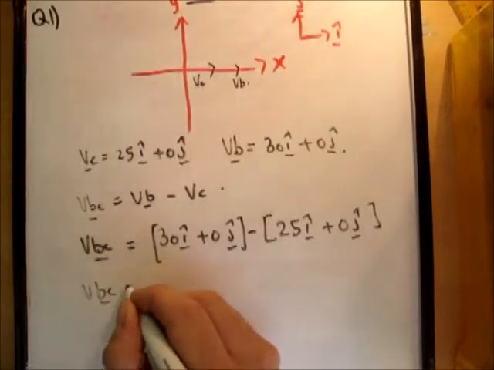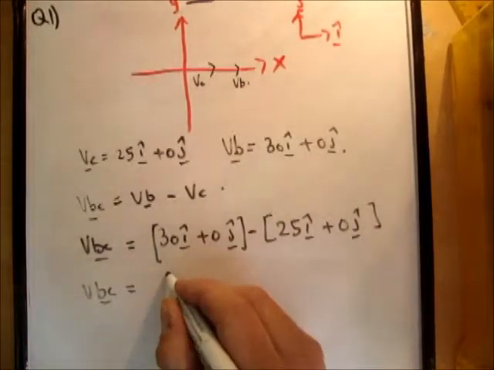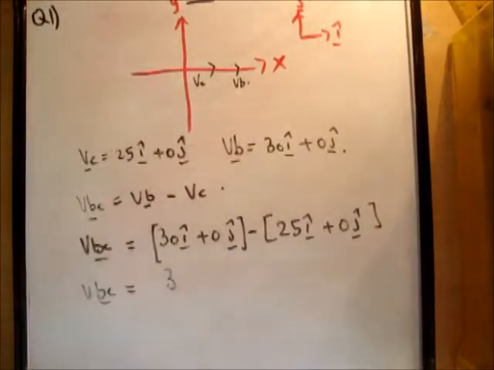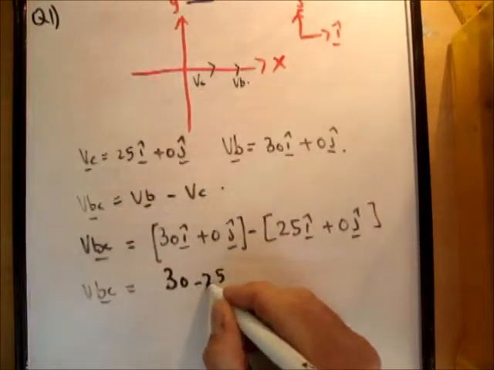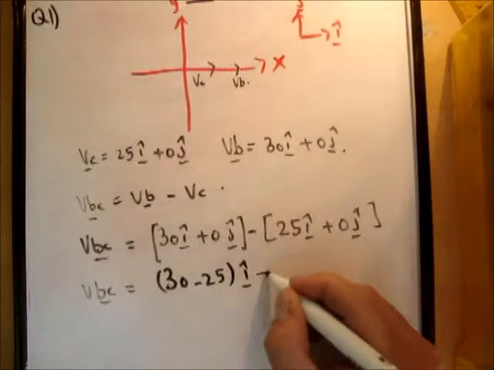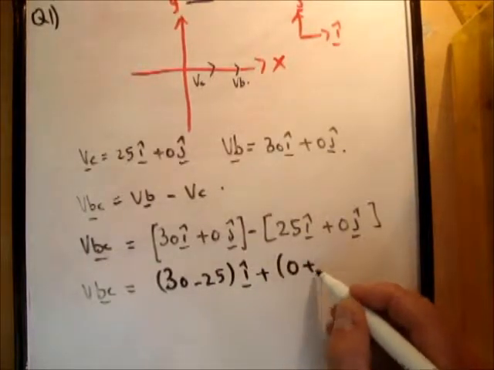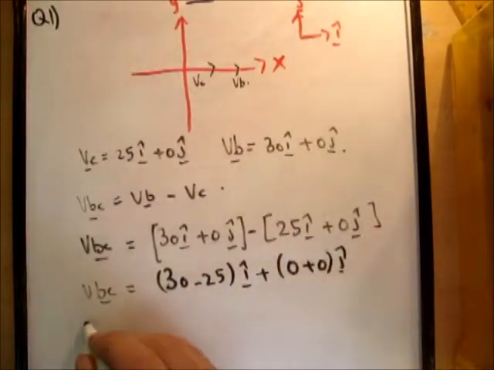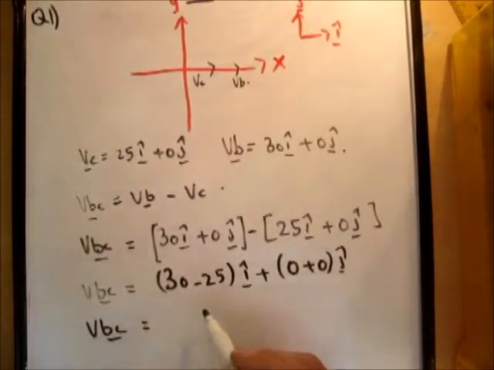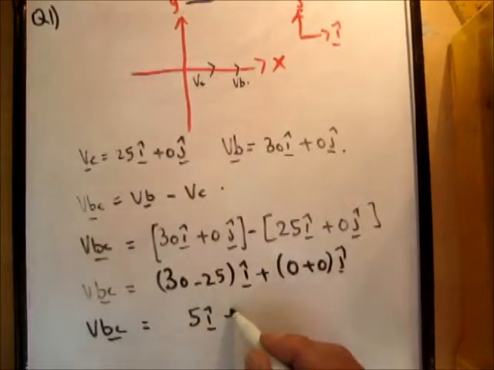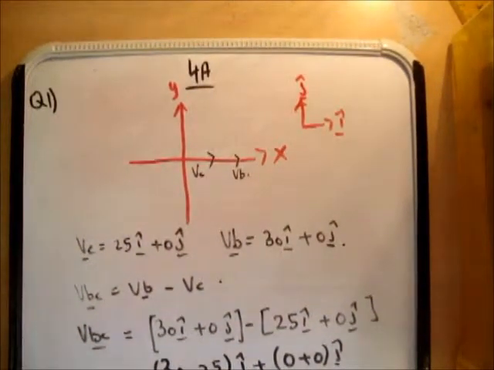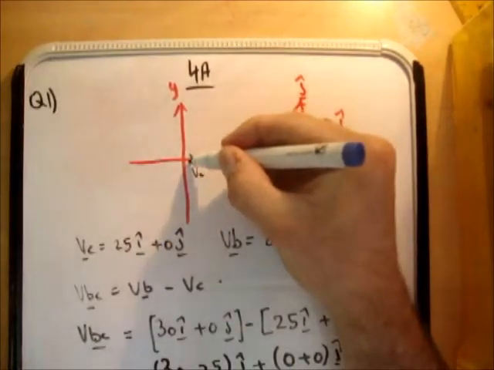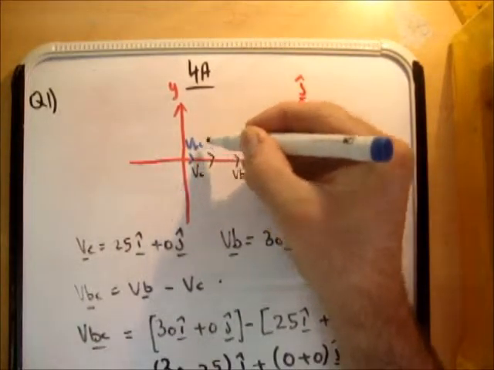So VBC is equal to, and you can add, of course, what is in each unit vector direction. So we're going to go 30 minus 25 I hat plus 0 plus 0 J hat. Therefore, VBC is equal to 5 I hat plus 0 J hat. If you want to sketch this vector, I'll do it in blue. It's going to be, of course, smaller than the other vectors, and it's going to be there, VBC.